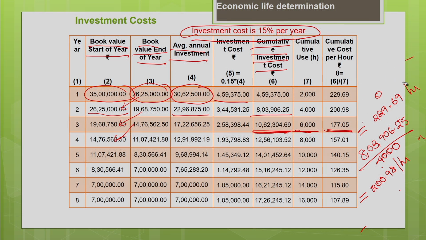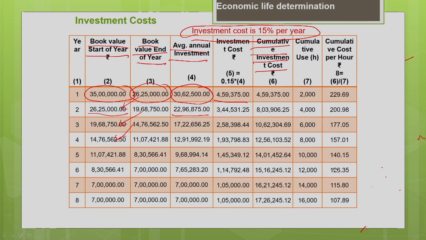So, basically, what I am trying to say is, if you are going to hold your machine with you for 3 years, say for example 3 years, okay, the cumulative investment cost per hour for the 3 years is 177.05. Okay. Similarly, if you are going to hold your machine with you for 4 years, the cumulative investment cost per hour for the 4 years will be 157.01. Okay. So, that is why we are trying to find based on cumulative basis, so that we can get a clear picture for the replacement. Okay. So, this value indicates a cumulative investment cost per hour for the past 4 years. Okay.